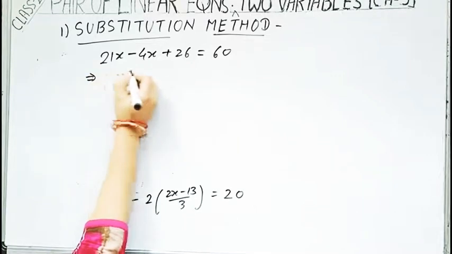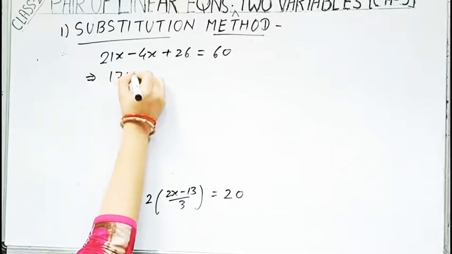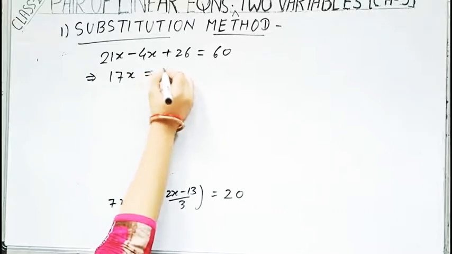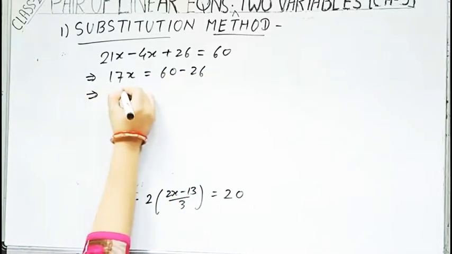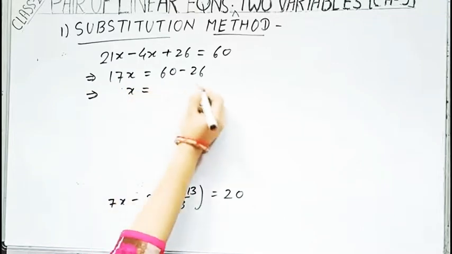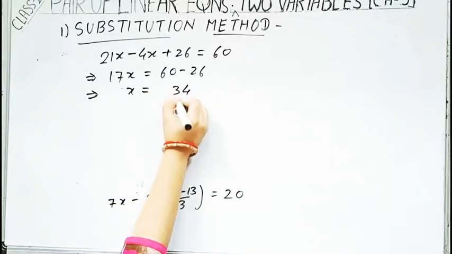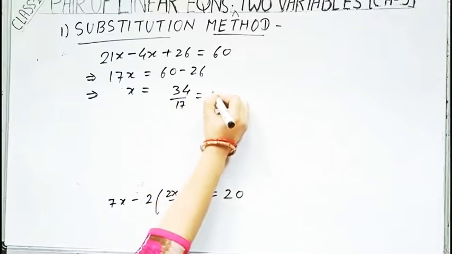This implies 17x equals 60 minus 26. This implies x equals 34 by 17 equals 2.